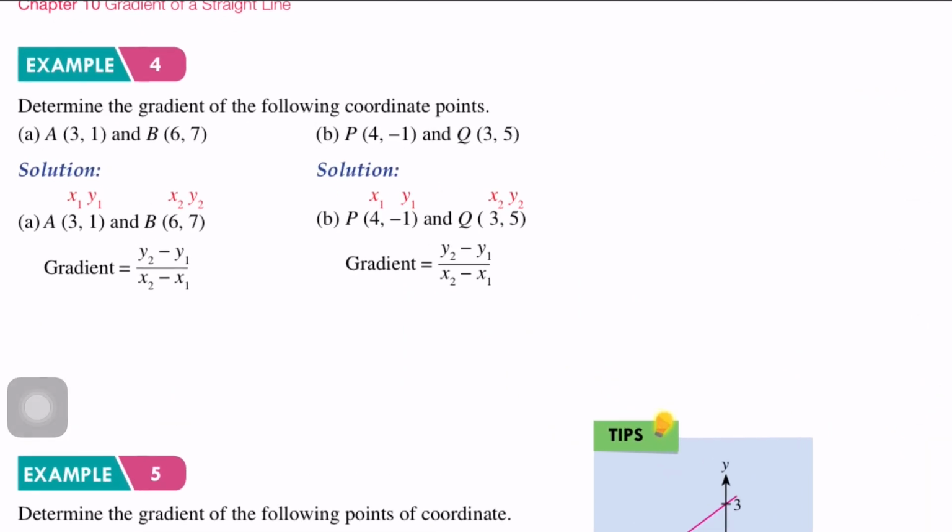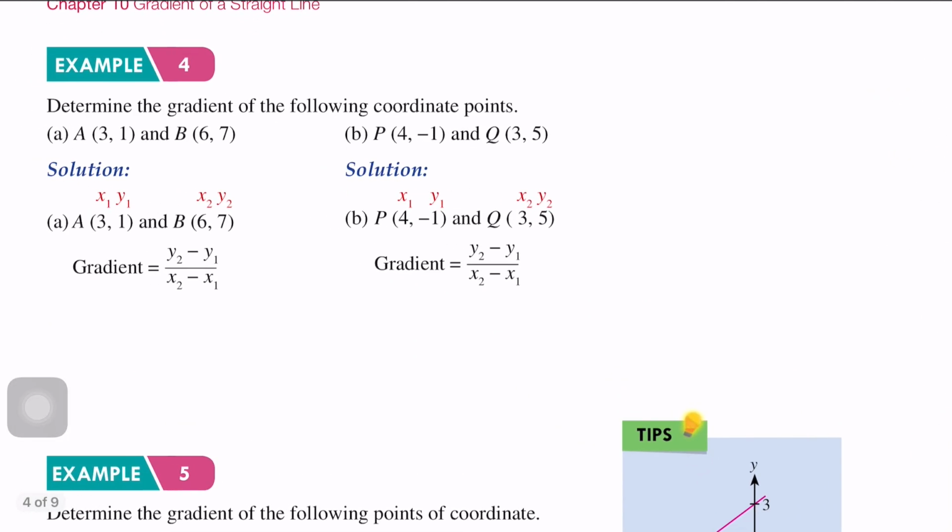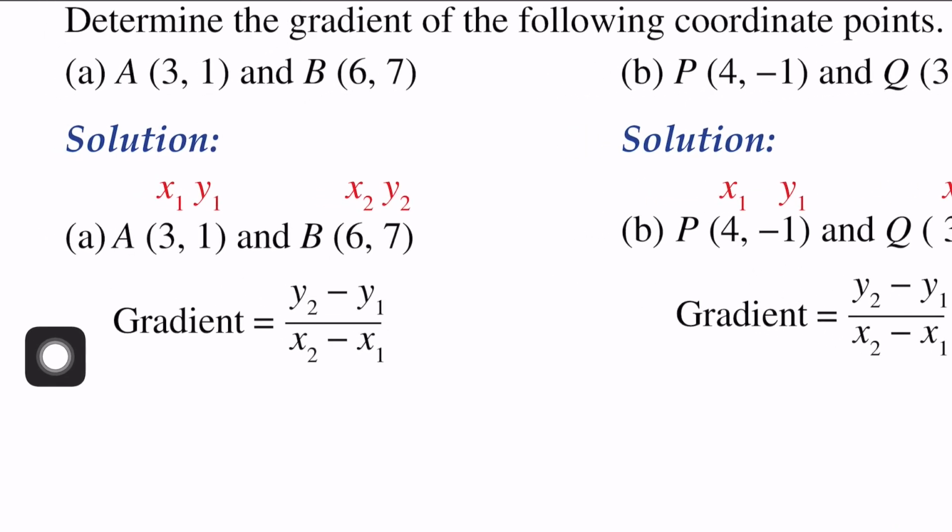Let's look at the first example for this subtopic. Determine the gradient of the following coordinate points. So we have A, B, and PQ. Usually, before you calculate the gradient, we label the coordinates x1, y1, x2, y2. You can also label them differently, it's up to you, but for this example I'm going to label it as x1, y1, x2, y2.